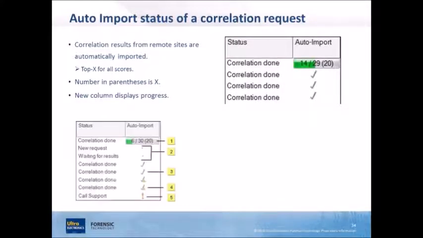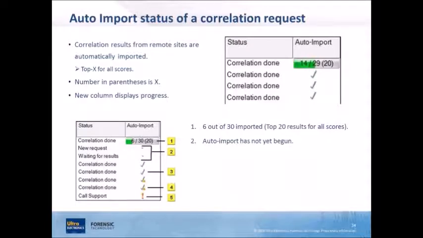Now, the possible outputs of this column are described here from 1 to 5. In the example in number 1 here, we can see that 6 out of 30 exhibits have been imported so far, and that the top 20 for all scores are being imported. In example 2, where a dash is displayed in the column, this means that the import has not yet begun. So that's for new requests where the correlation is still being processed.